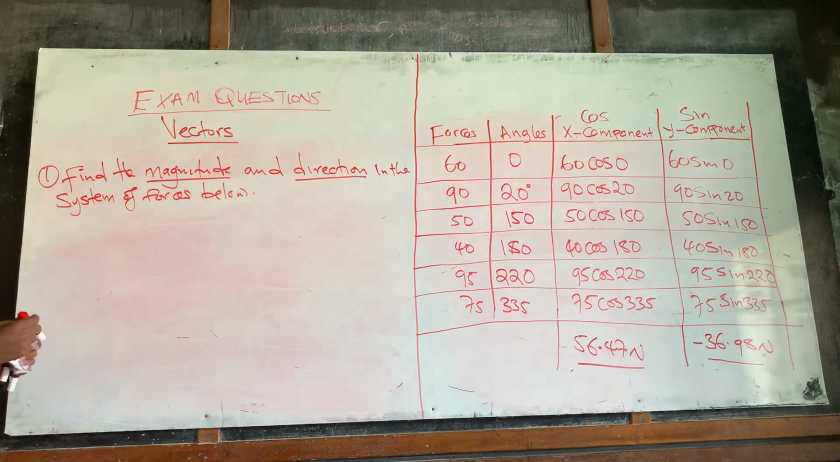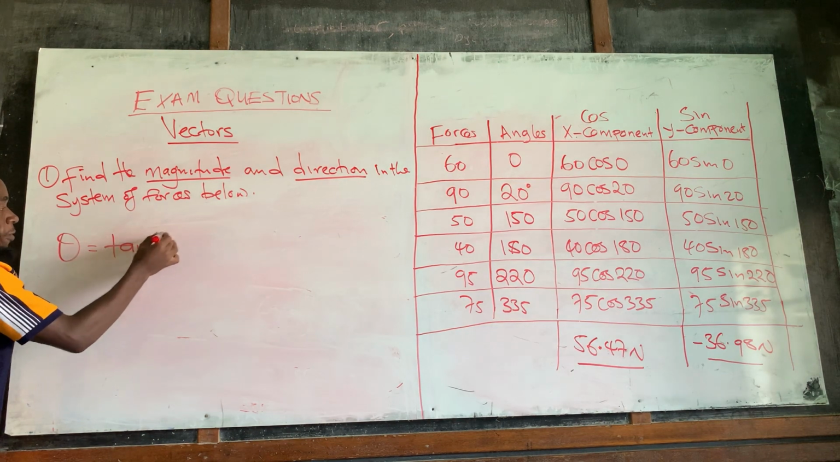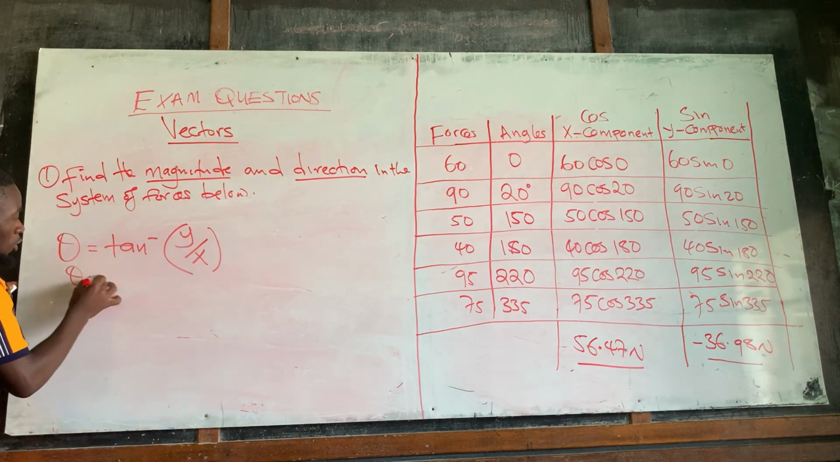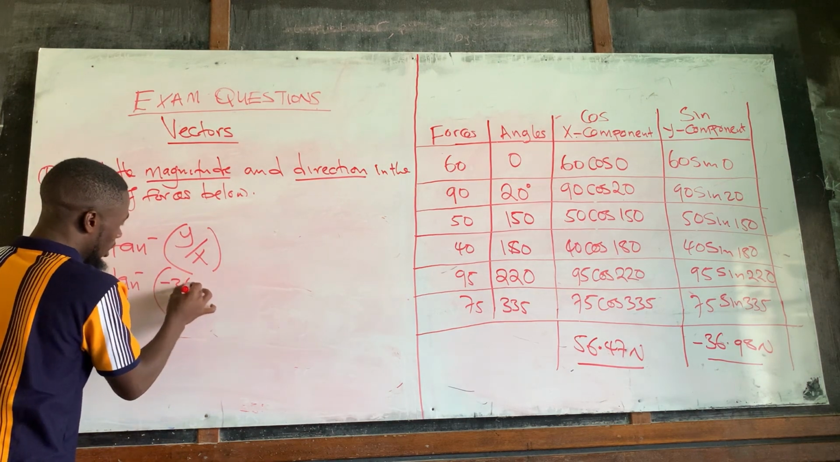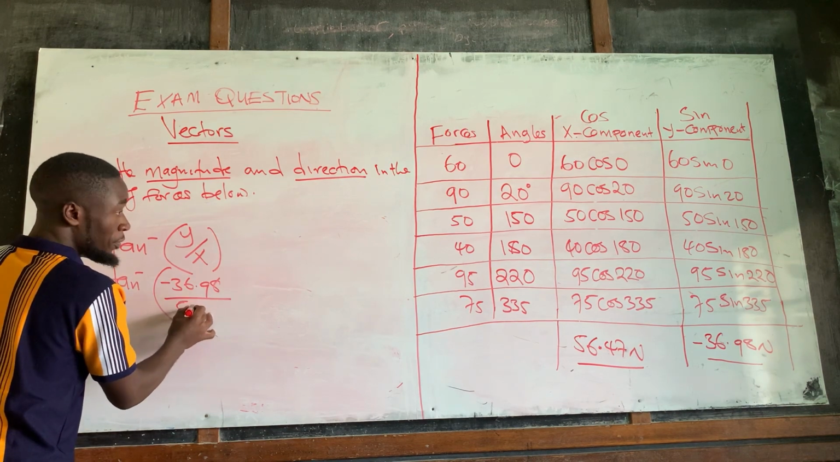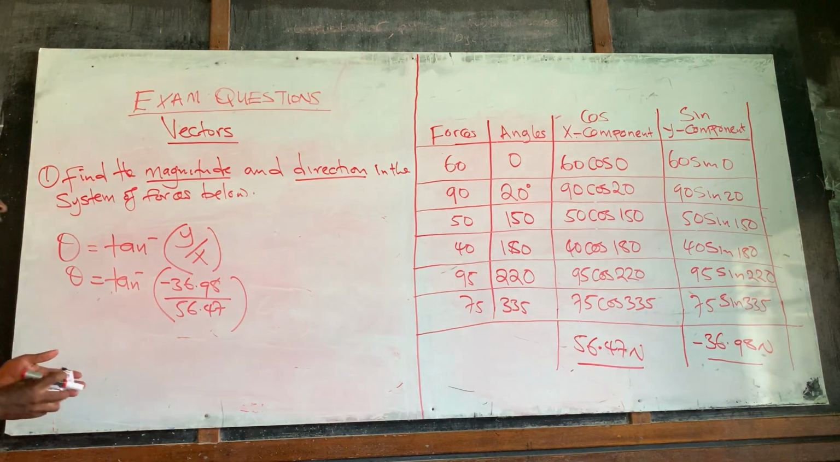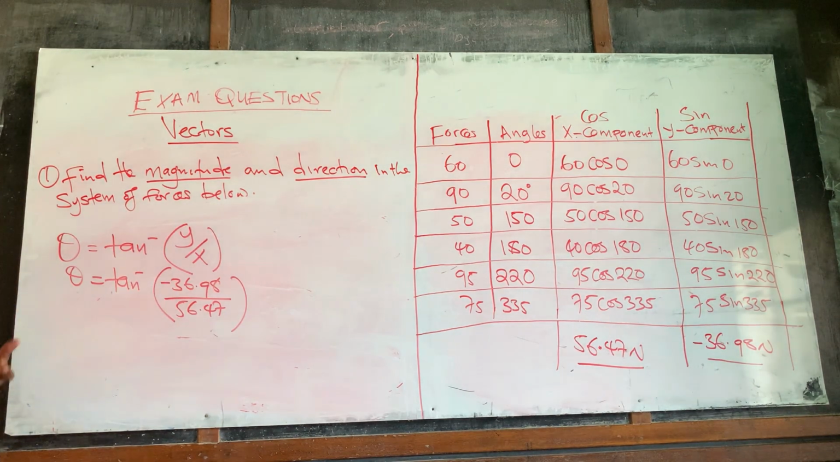Okay, so in this case, the angle, which is the direction, theta is equal to tan inverse y over x. So theta is equal to tan inverse of negative 36.98 over 56.47. When you're calculating the angle, it's okay if you leave out this negative here. We have put that negative there, but you still find the same answer.